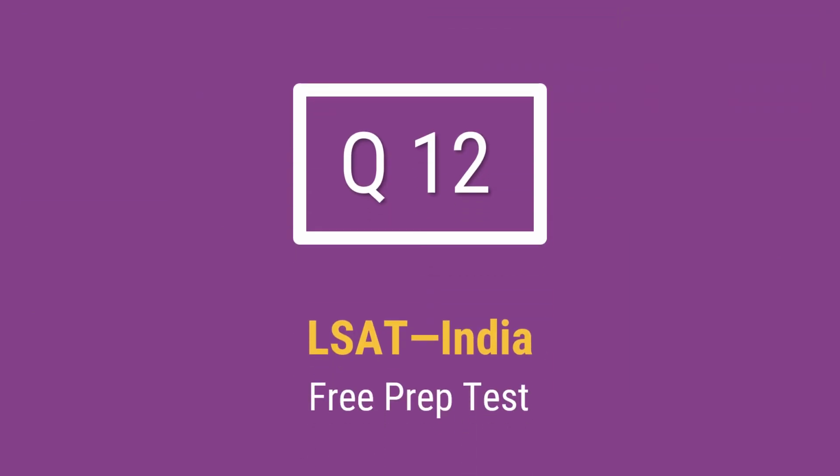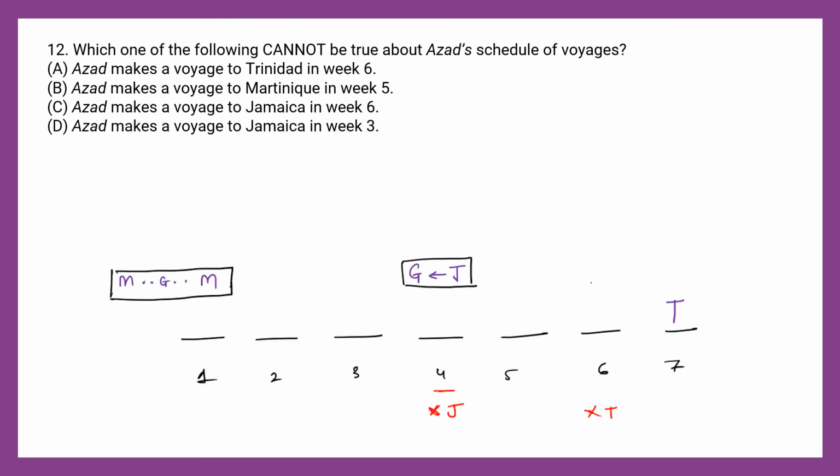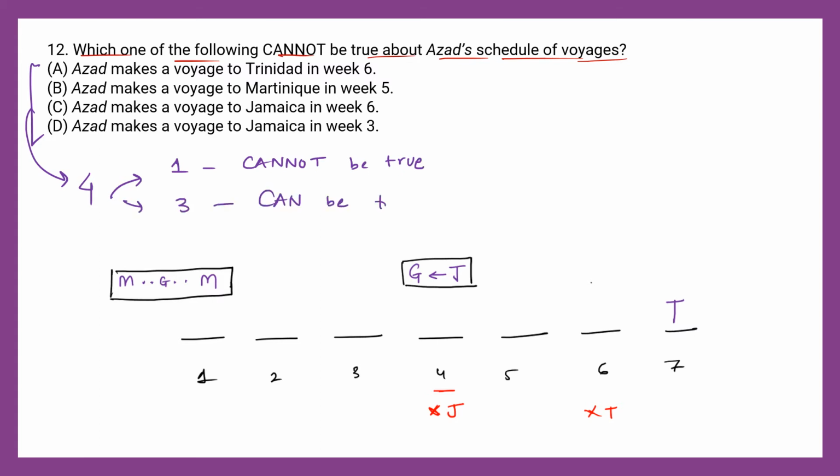Question number 12. Here's the diagram. It says, which one of the following cannot be true about A's schedule of voyages? What that means is that, hey, once again, you have 4 options in here, okay? So out of these 4 options, one cannot be true, okay? And the other 3 can be true.